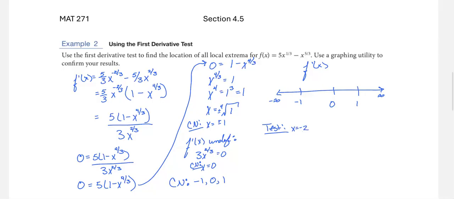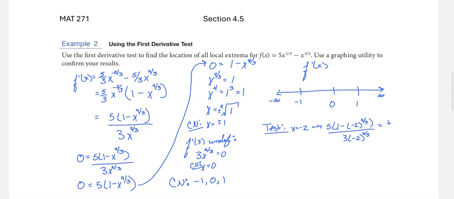Let's plug in a -2. So if I plug a -2 in to test this interval, remember it's going here. So I'm going to have 5 times 1 minus negative 2 to the 4/3 over 3 times negative 2 to the 2/3. I want to know, am I getting out a positive or a negative? So we know 5 is positive. I need to know what's happening here.